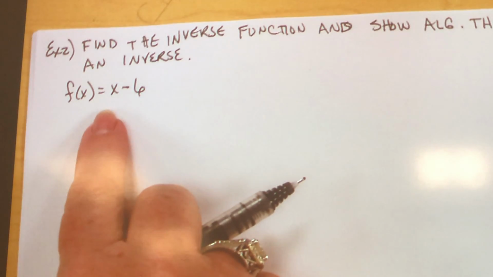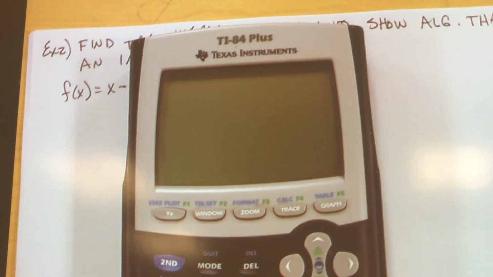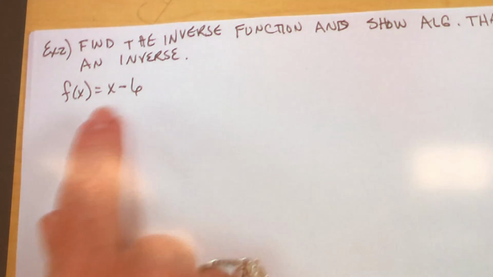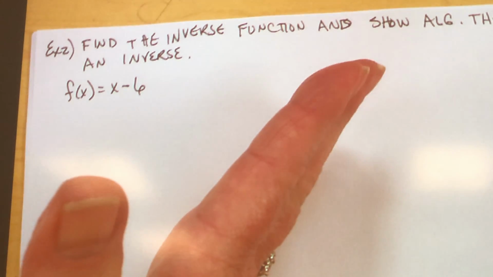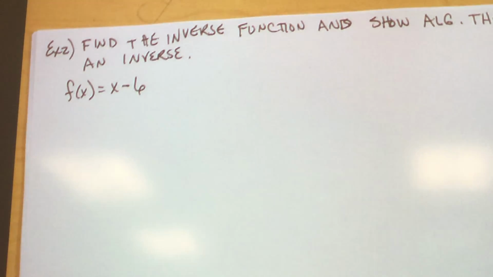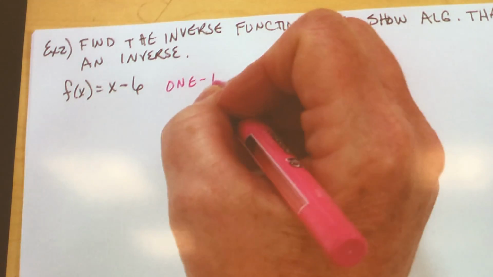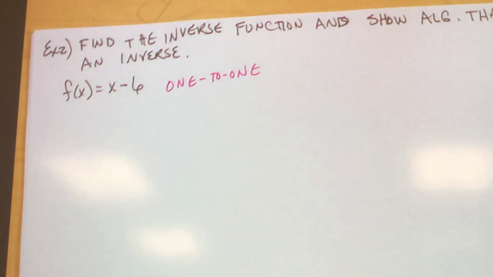So what does this look like? Y'all, the easiest way to check and see if it's 1 to 1, plug that thing in the calculator, and look at its graph. What does this look like when you graph it? He's just a line like this. Is he 1 to 1? Yes, he is 1 to 1. So I know he's 1 to 1. I checked that, and I need to make sure I check that.